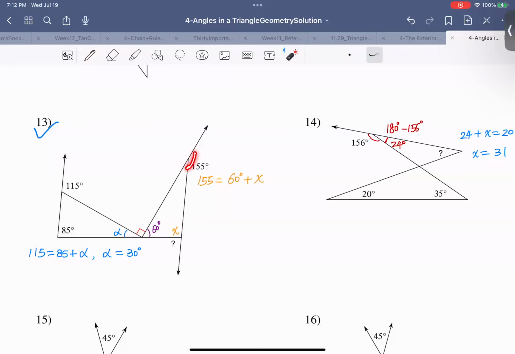Yes. This is the exterior angle for this, and this will be the summation of the other two non-adjacent angles. Because that one plus here is 180, and these two plus here is 180. That's why this one equals these two. So we have this equation. And then X will be 95. 95, right? Yes.